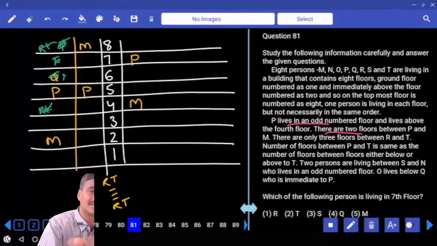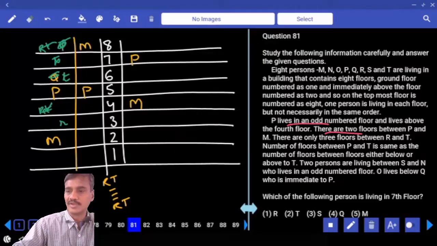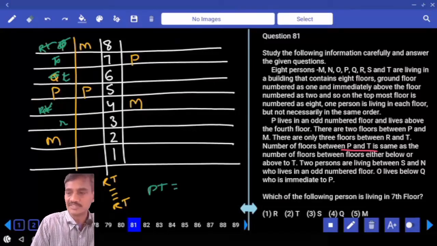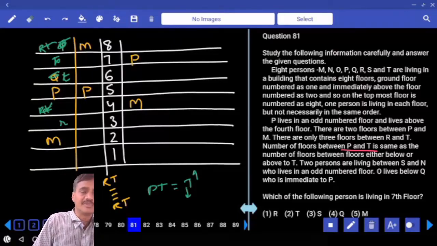Now can we have T at this place? T is here and the number of floors above T is 2, and in between R and T there must be 2. Now there are 2 floors between P and M, and 3 floors between R and T. The number of floors between P and T is the same as the number of floors above or below T. Here P and T cannot be at this place. P and T are adjacent, that means 0. Hence the number of floors above that is not matching, so this case is not possible at all.